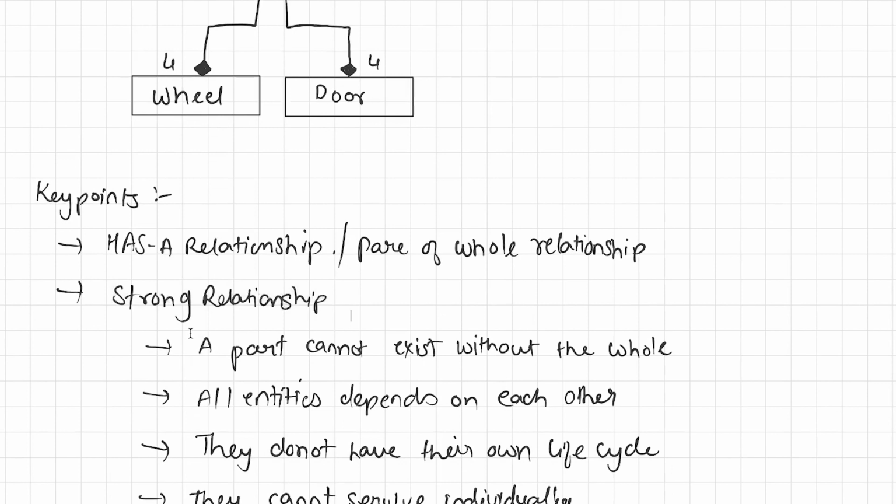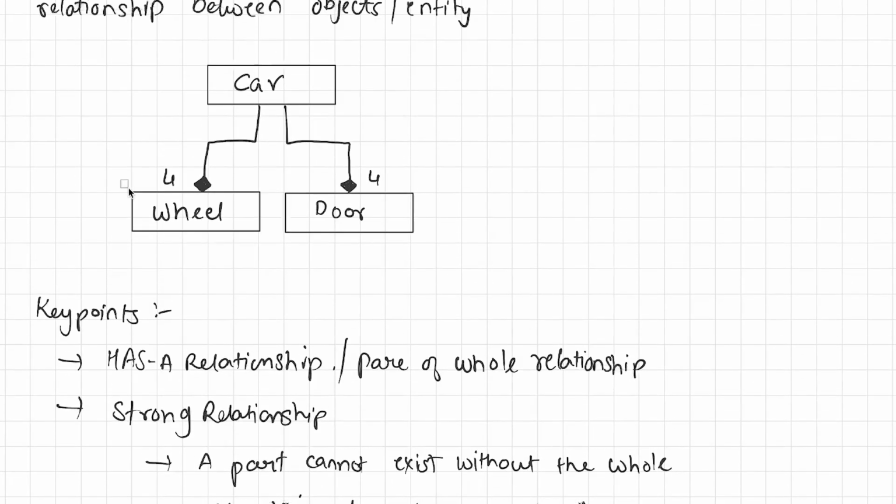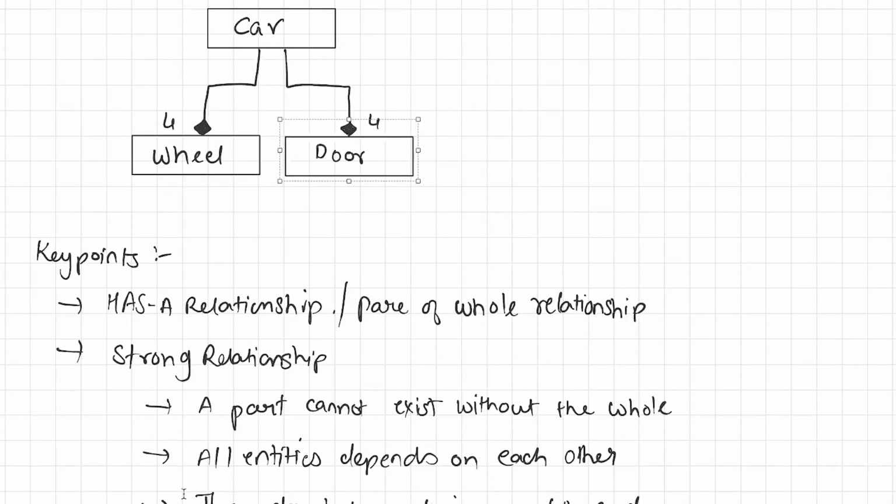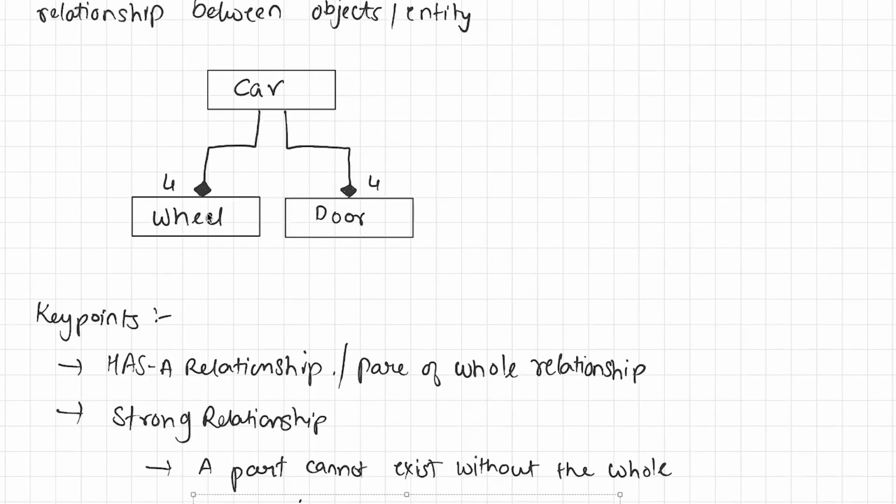The first one is that a part cannot exist without the whole. And this is true: wheel cannot exist without car and door cannot exist without car, right? The second point is that all entities depend on each other. And this is also true: wheel is dependent on car and door is dependent on car. Without a car, we have no use for doors and we have no use for wheels. What would we do with the wheels and doors if we did not have a car, right?